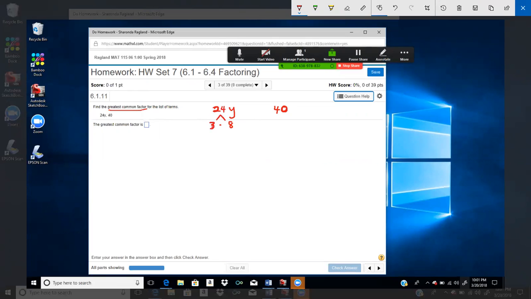Okay, and 3 is prime, so let's circle that. 8 is not, break it down. 2 times 4. 2 is prime, but 4 is not, break it down. And so that's 2 times 2, right? And so we have our prime factorization of 24. And I like to do it in order. So we got 3 2s and a 3. And we'll just bring down the y since it's part of it.